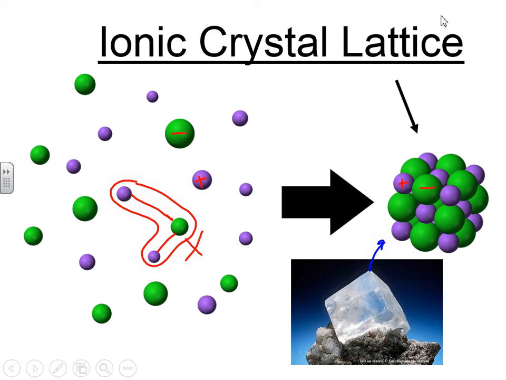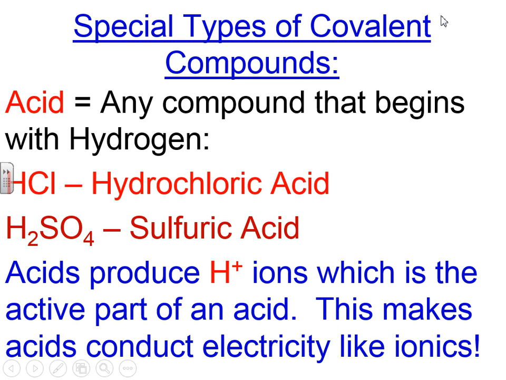Now there are special types of covalent compounds. We call these acids. So we're going to spend a little time defining them and working with them. An acid is any compound that begins with hydrogen, for us. This will be the definition for us. An example is hydrochloric acid. Notice H is what the acid begins with. This is because acids release H pluses, which are hydrogen ions. When these are released, the acid does its work.